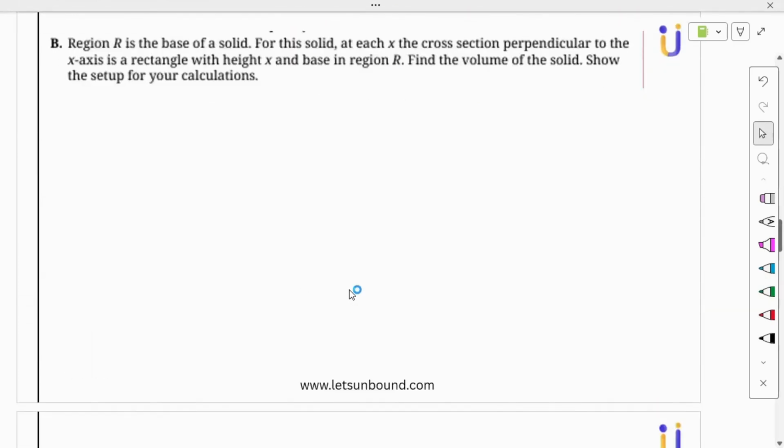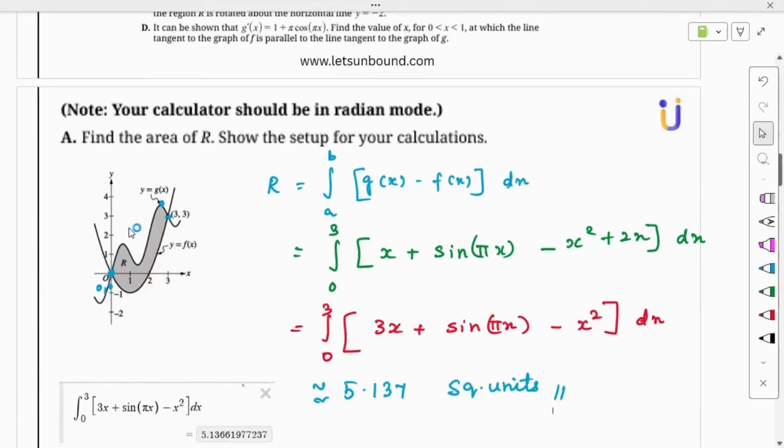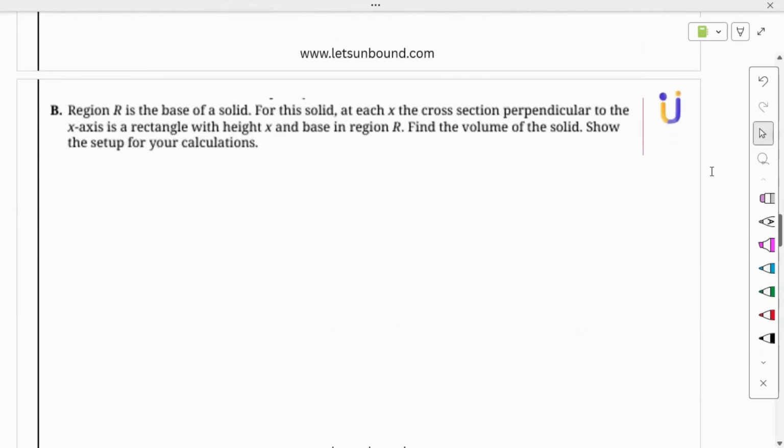Region R is the base of the solid. For this solid, at each x, the cross-section perpendicular to the x-axis is a rectangle with height x and base in region R. Find the volume of the solid. Show the setup for your calculation. Okay, we need to do this here too. Let's understand with this diagram what they have given and what we need to do.